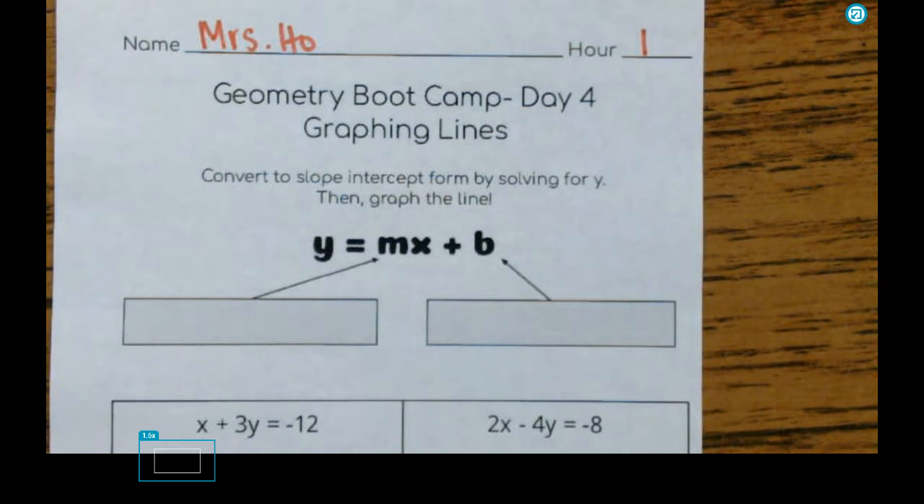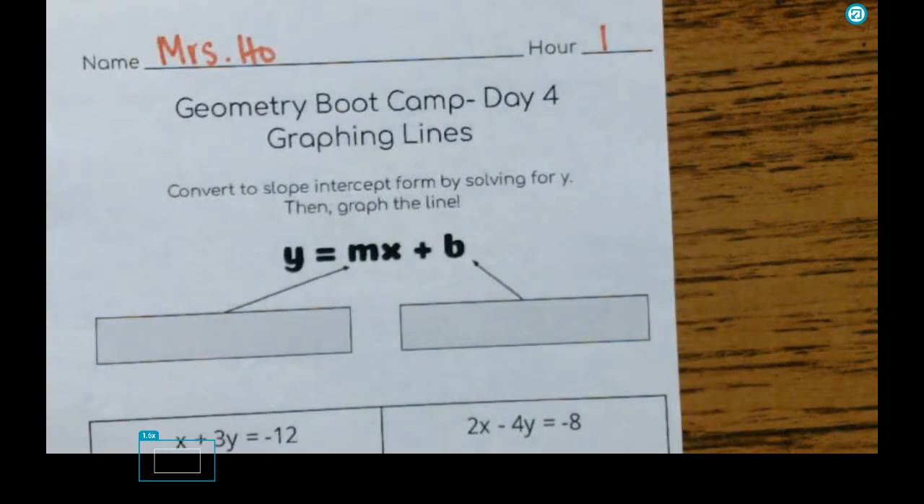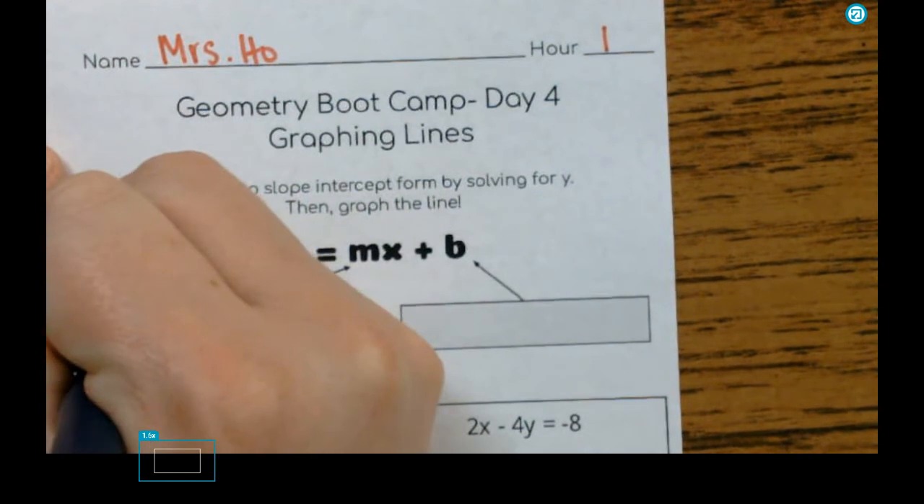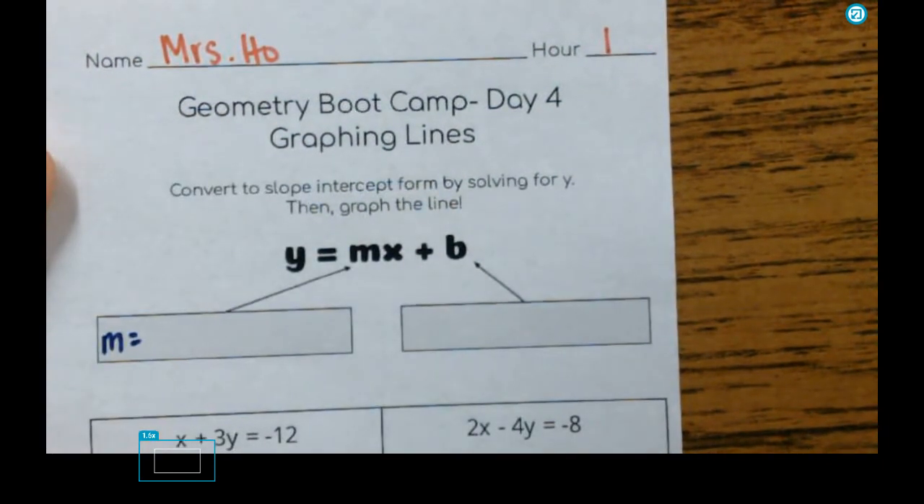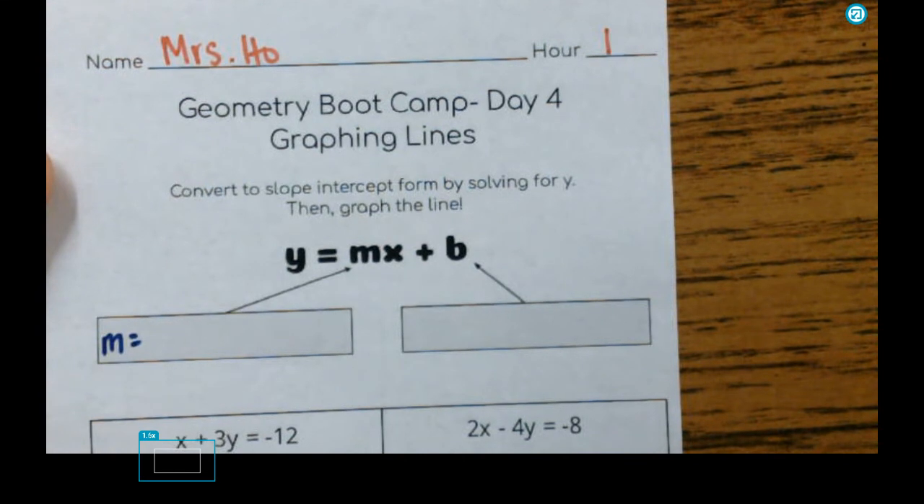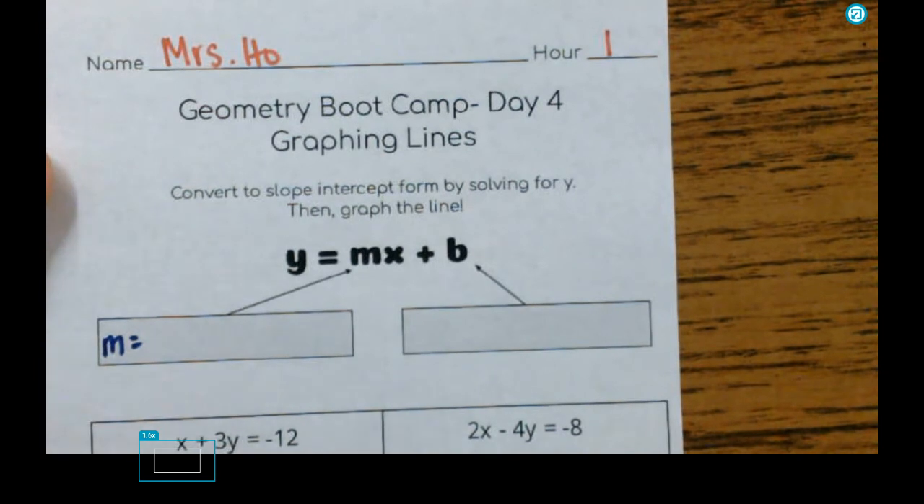So once we get it in slope-intercept form, it's going to look like this. Y equals mx plus b. In slope-intercept form, does anybody remember what my m stands for? Hint, it's called slope-intercept form. What is my m? Close. The other one. My slope. So m is my slope.